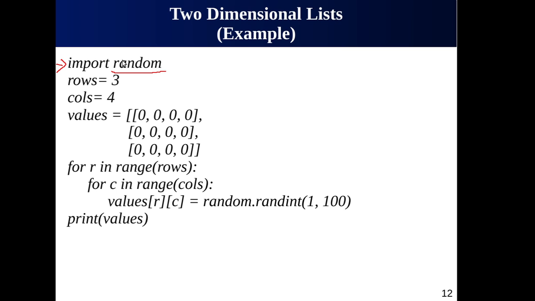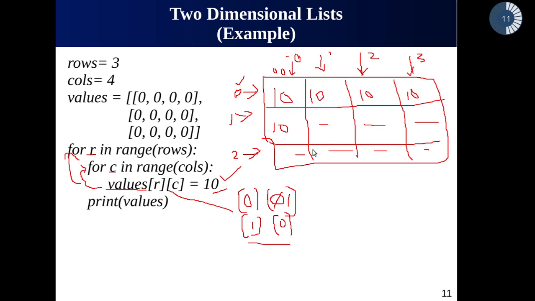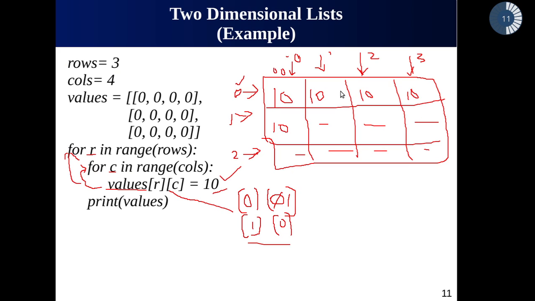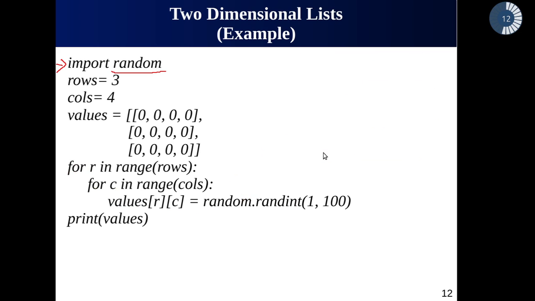In Python, we also do have a large number of libraries available. Instead of assigning 10 to all these cells, why not assign a random value to these cells? For example, 10, 20, 30, 40, 50, random values. For that, we have to import the library first, and then instead of writing 10 here, you can write this line of code here.